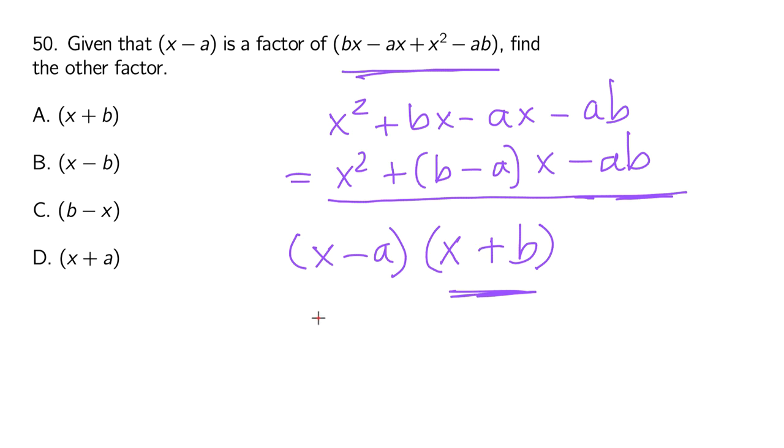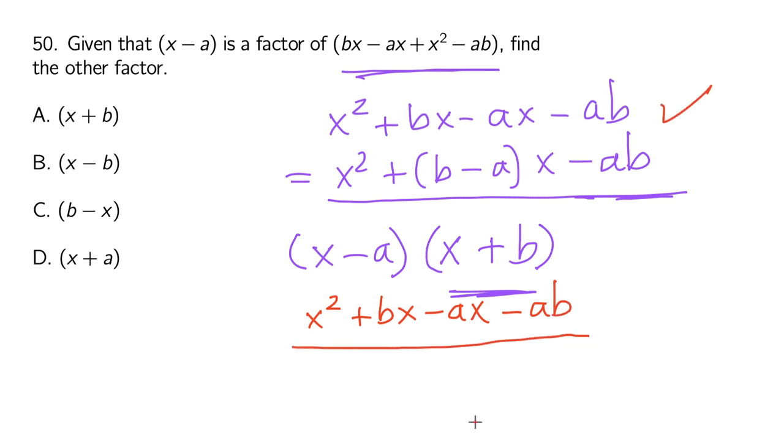x times x, that's x squared. x times b, plus bx. Minus a times x, minus ax. Minus a times b, minus ab. So if you compare this with that, you see that it's precisely the same. Therefore, the other factor is x plus b. So our answer is A.